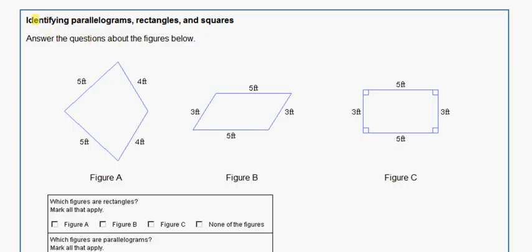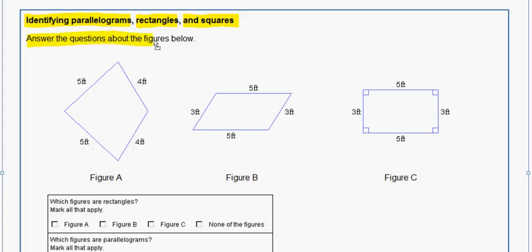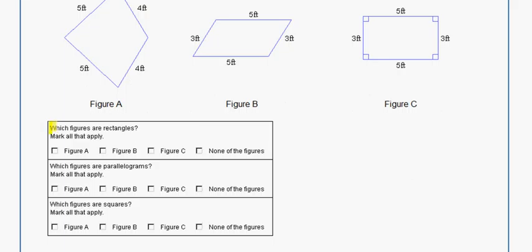In this problem, we are identifying parallelograms, rectangles, and squares. It is asking us to answer the questions about the figures below. In our first question, it is asking which figures are rectangles. Mark all that apply.